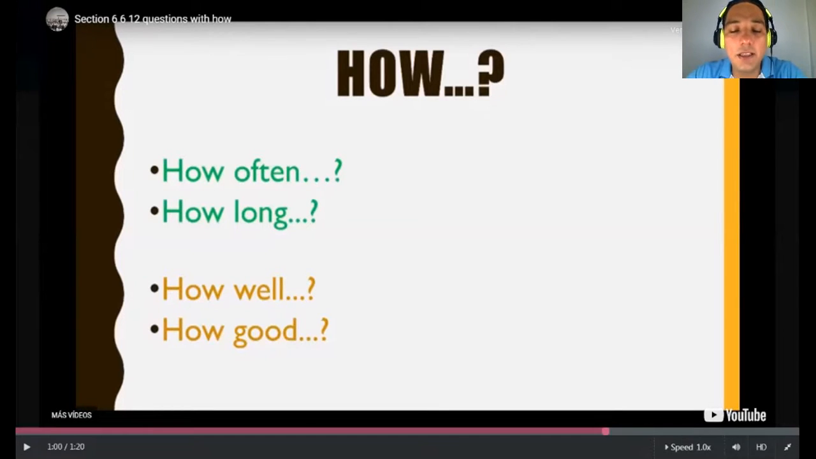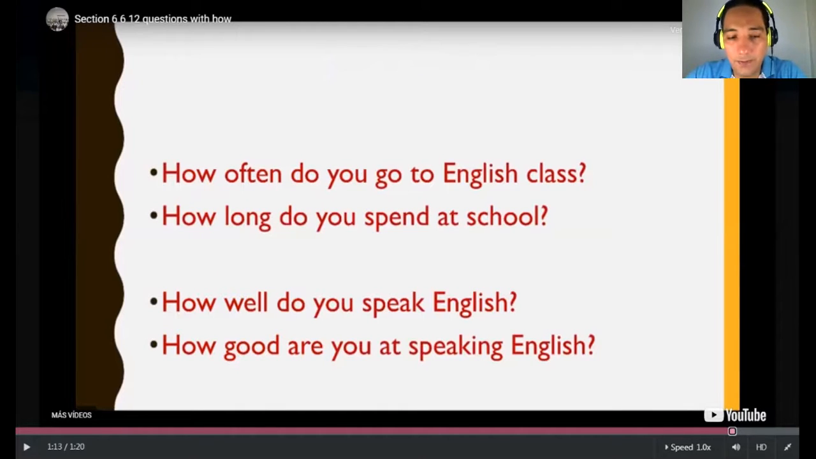How often se refiere, ya vimos varias veces, a frecuencia. ¿Con qué frecuencia lo haces? How well, how good, they refer to performance. Y eso se refiere a performance, es decir, a cómo te desempeñas al hacer una actividad. ¿Qué tan bien o qué tan bueno eres? Ojo con eso. How good, típicamente, como vimos en los ejemplos, va a llevar el verbo to be después, ¿ven? How good are the spaghettis? How good are your spaghettis? How good are you at cooking? ¿Qué tan bueno eres cocinando?